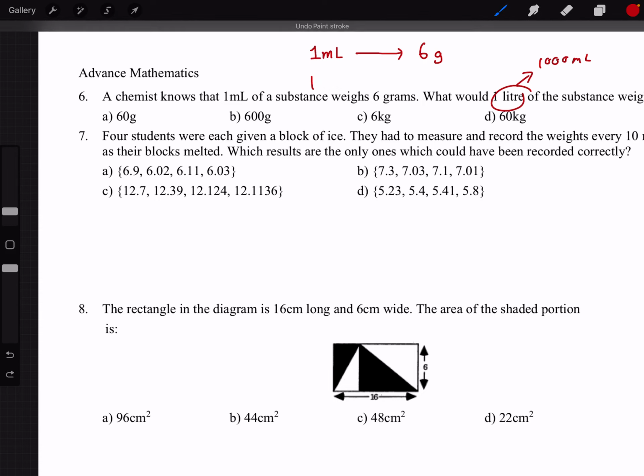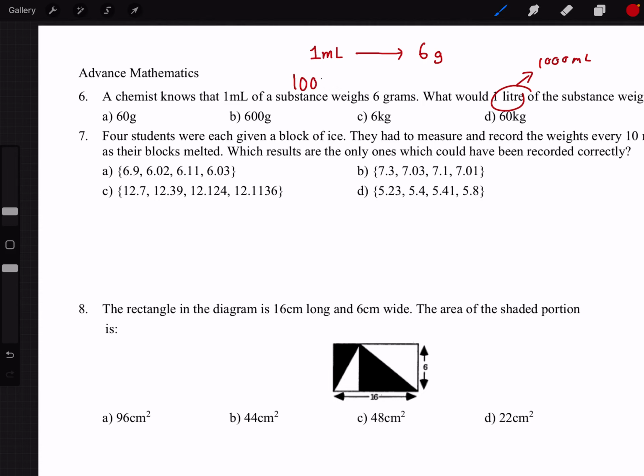Now the question is, how many grams would that weigh? Well, from 1 milliliter to 1,000, we have to times it by 1,000. And then what do we do to this side? Obviously, we have to times it by 1,000 because you have 1,000 times more amount, which means it's going to weigh 1,000 times heavier. So 1,000 times 6 grams is 6,000 grams.